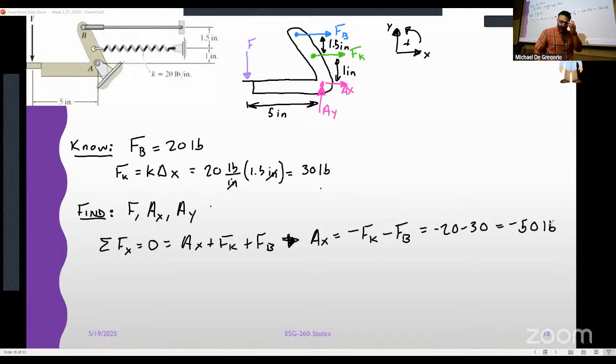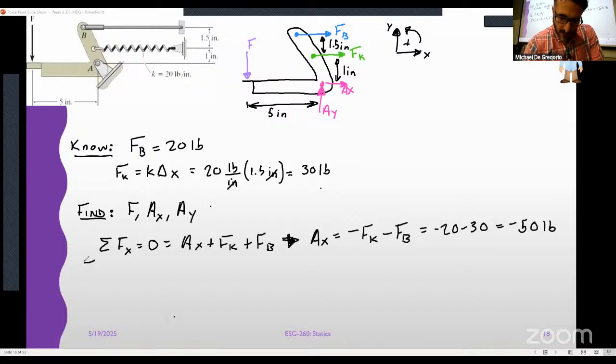Physically, what does that mean for us? Physically, this means that the force of B pulling back and the force of the spring pulling back needs to be counteracted by that pin, right? So that it will stay statically in this position. Great.